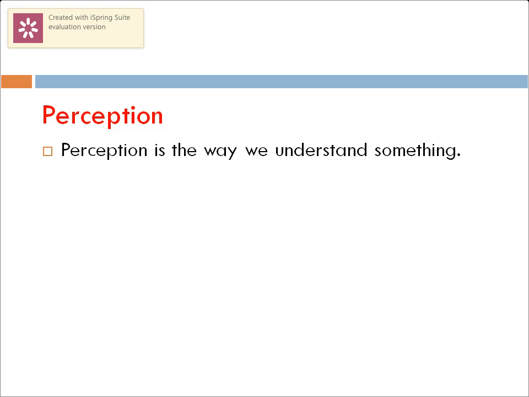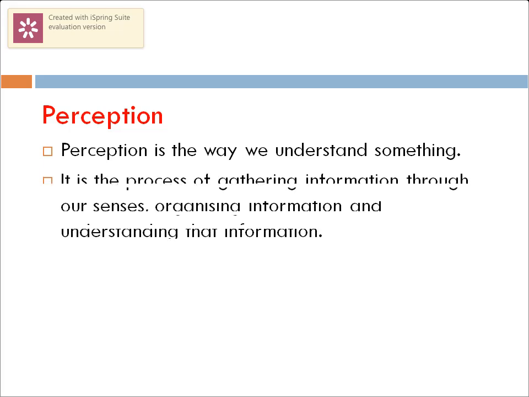Now perception is the way we understand something, we conceive of something. It is the way we experience the world around us. It is the process of gathering information through our senses and then organizing that information into some sense and then trying to understand that information. So there are three things happening when we look at something through our senses. We gather information, mind organizes it, and then we understand it.